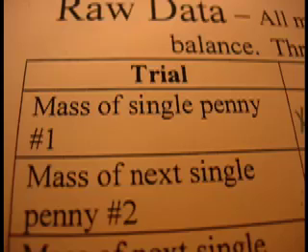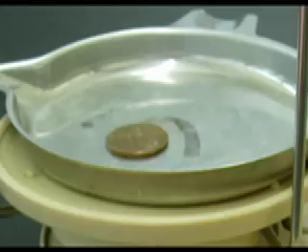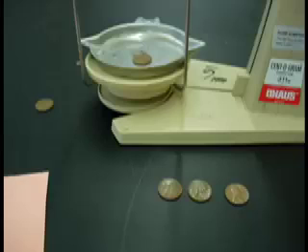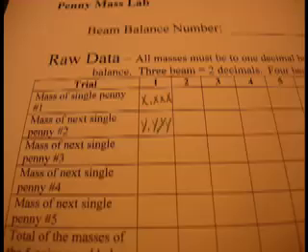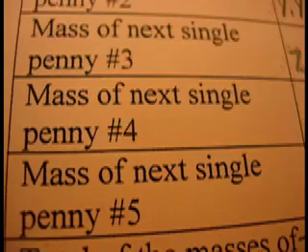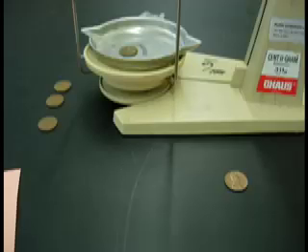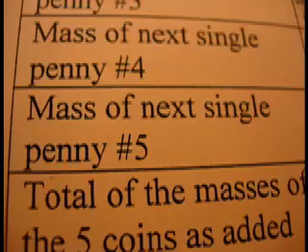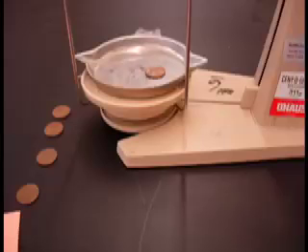At the top left of your raw data table, there's a place where it says to put the mass of the single penny. Weigh the first penny. Make sure to weigh it to 3 decimal places. Next we weigh the second penny. Put the correct 3 decimal value for the second penny in the same column. Weigh the third and then the fourth pennies to the correct 3 decimal values. Finally, find the mass of the 5th penny, again weighing to the correct 3 decimal value.